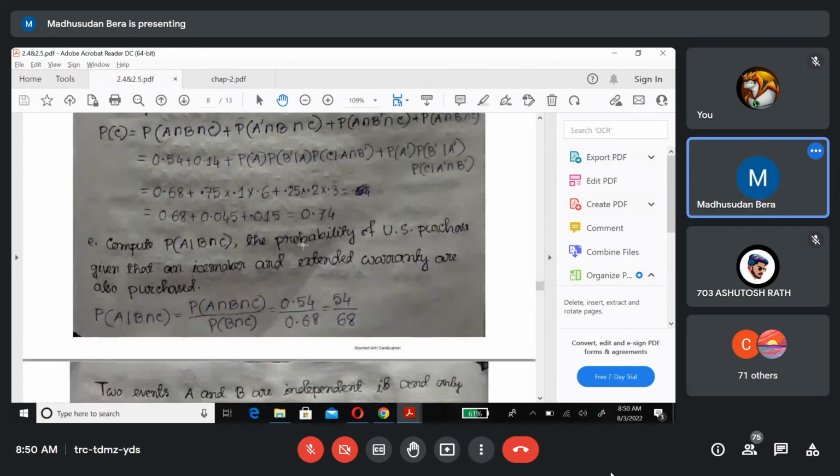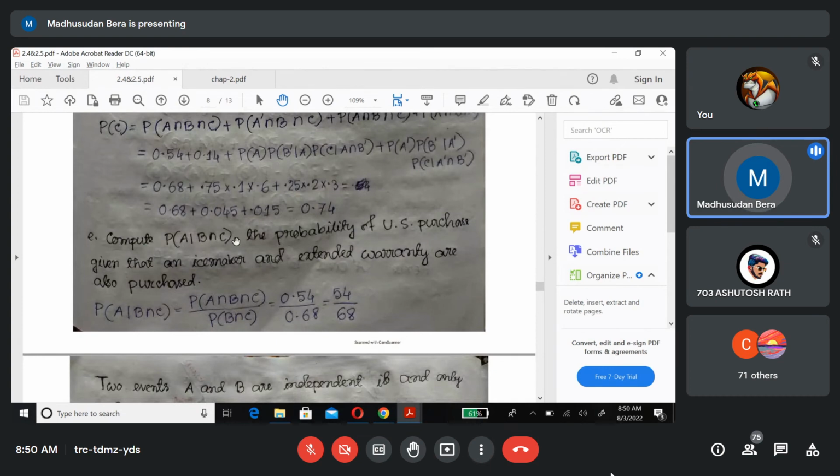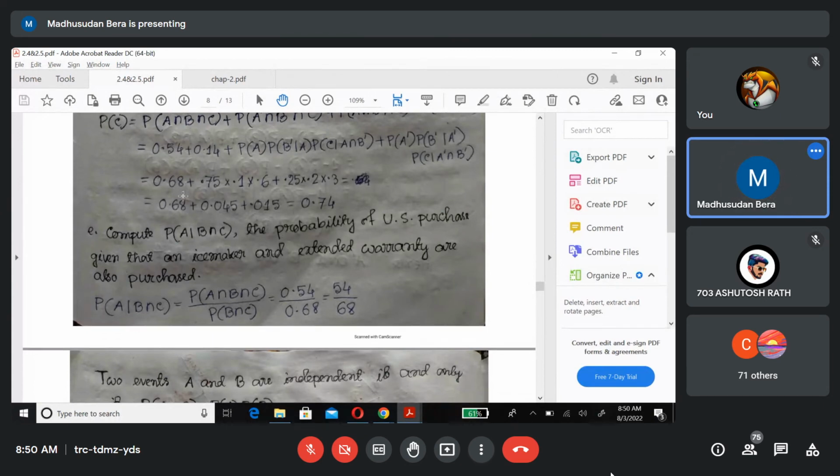Then compute P of A given B intersection C. That will be P of A intersection B intersection C divided by P of B intersection C. That is calculated from the table. You see it.